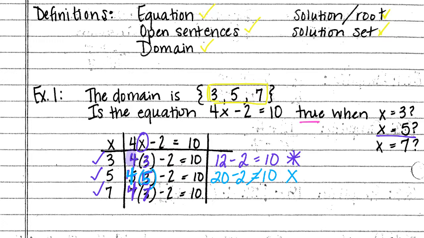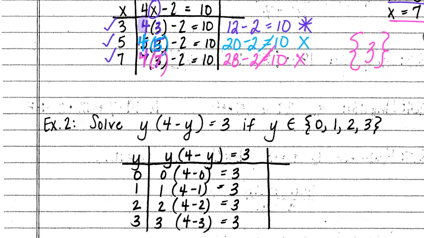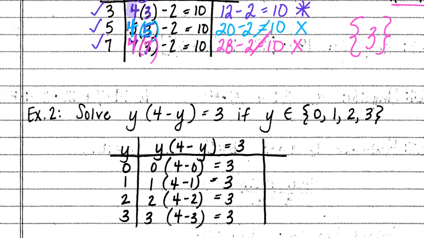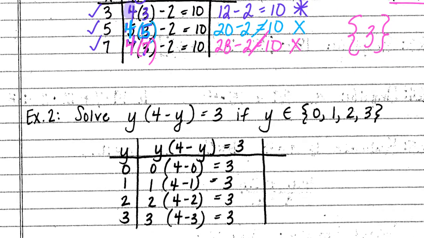Is it true when x equals 7? 4 times 7 is 28. 28 minus 2 is 10. Well, that's also not true. So the way I would show my answer is as a solution set. The answer is only the number 3. Now, we're going to have to be careful because on a couple of these, you might have a few more solutions than just one. So let's go ahead and look at example 2.